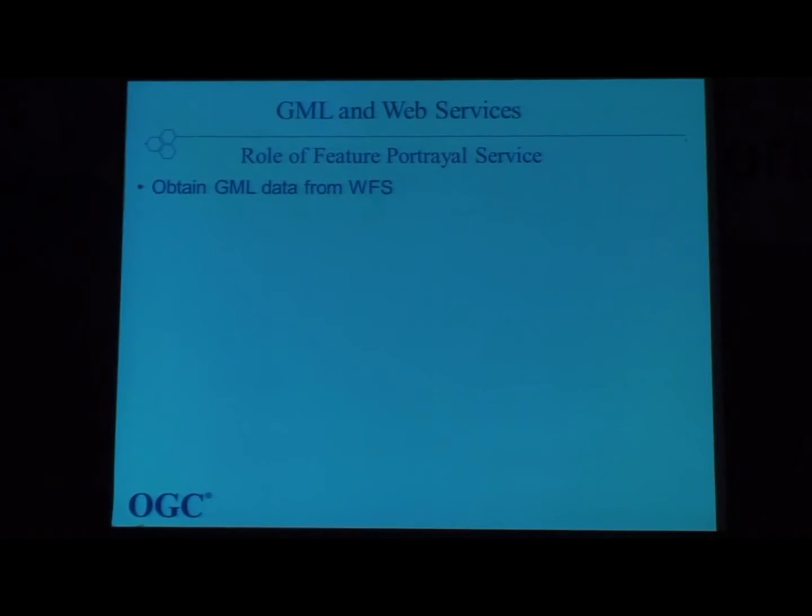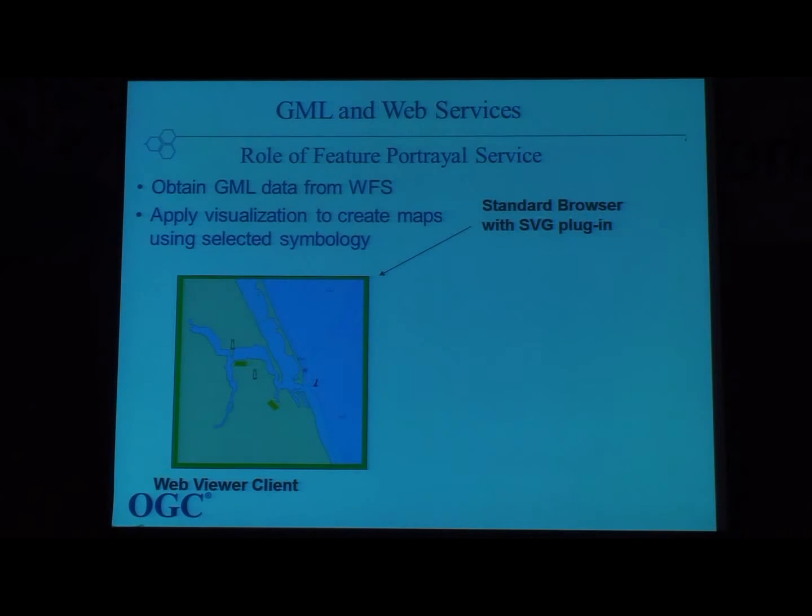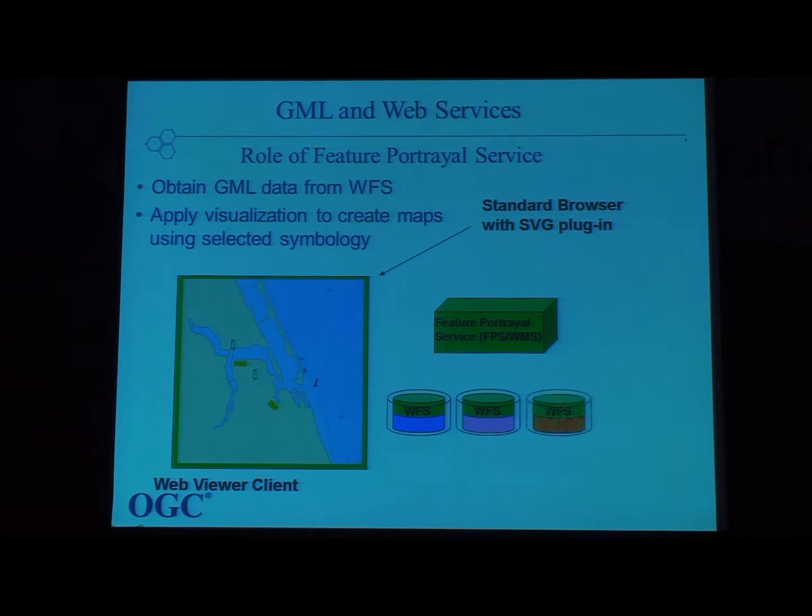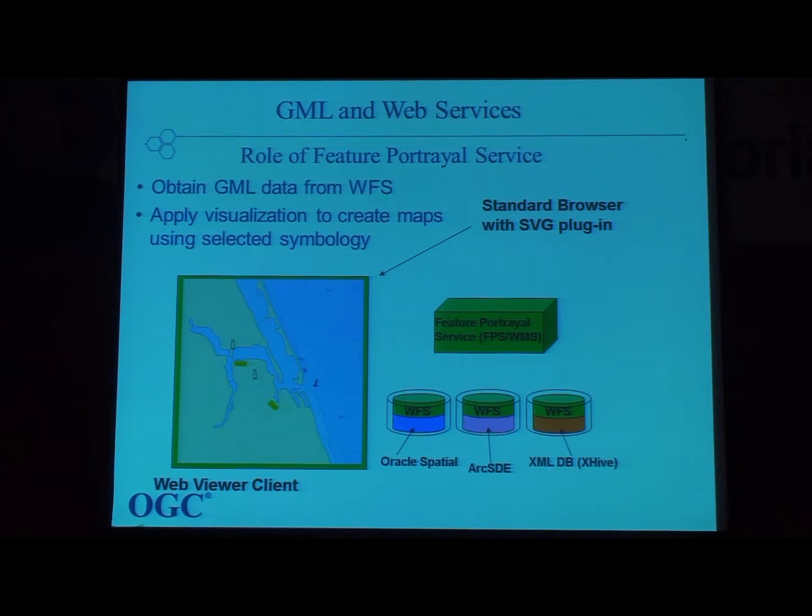Okay. Now, the role of the feature portrayal service basically is to obtain GML data from a web feature service and then style it, apply a visualization to create a map using some selected symbols. So if we have a standard browser that has SVG support, we call this the web viewer. The feature portrayal service, a kind of web map service, gets its data from web feature services. These web feature services can be different, have different databases behind them, and the map request is made to the feature portrayal service, and the subsequent feature request is made to the individual web feature services.